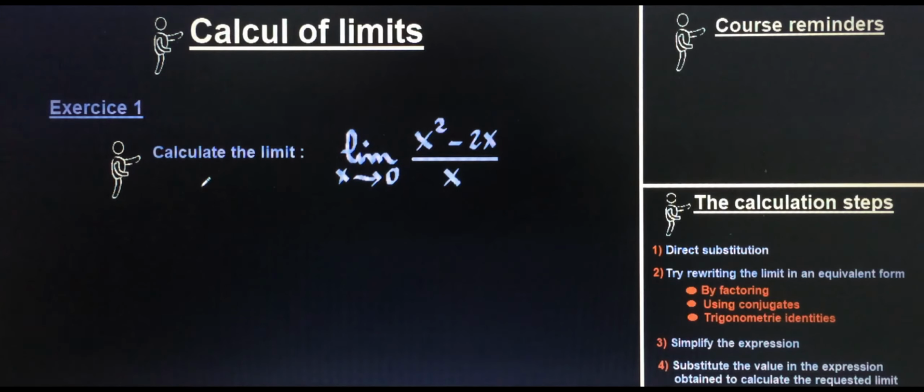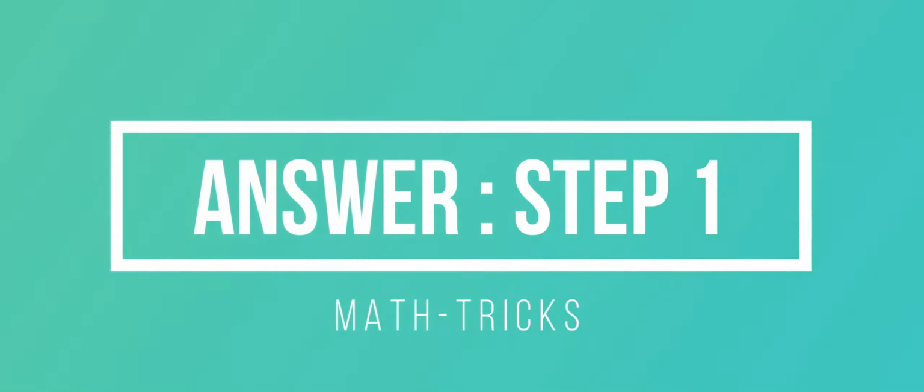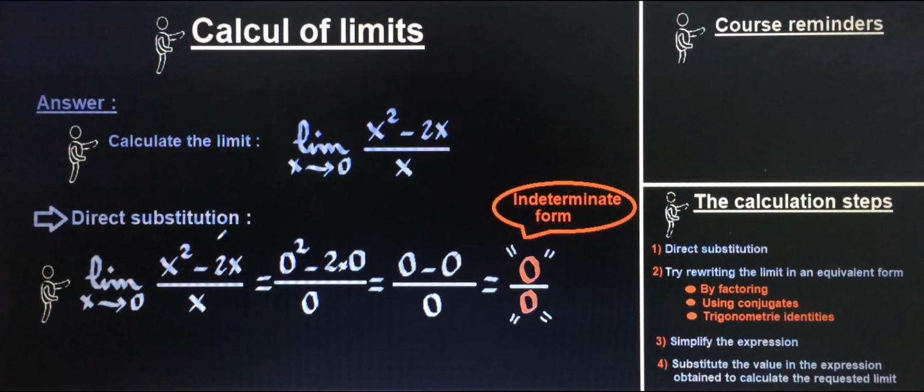Let's follow these calculation steps to calculate the limit as x approaches 0 of the expression x squared minus 2x divided by x. Step number 1, make direct substitution. When we substitute the value x equals 0 in the expression x squared minus 2x divided by x, we get 0 divided by 0, which is an indeterminate form.